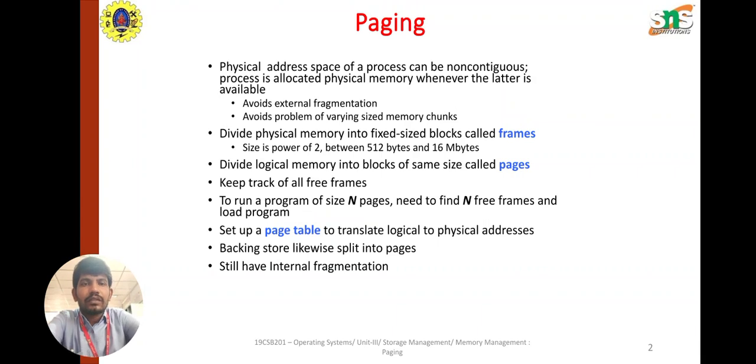So paging. First of all, paging is a physical address space of a process, and it can be non-contiguous. The process is allocated physical memory whenever the latter is available. So we have two kinds of chunks. It avoids external fragmentation and avoids the problem of varying size memory chunks. We divide physical memory into fixed-size blocks called frames, and the size is a power of 2, between 512 bytes and 16 megabytes. Divide logical memory into blocks of the same size, called pages.